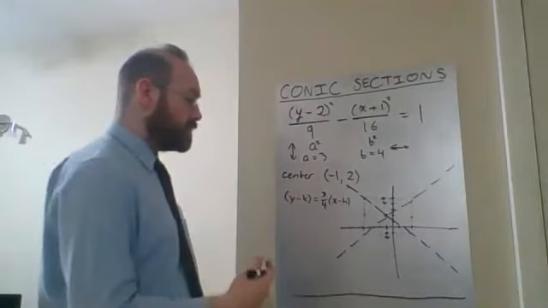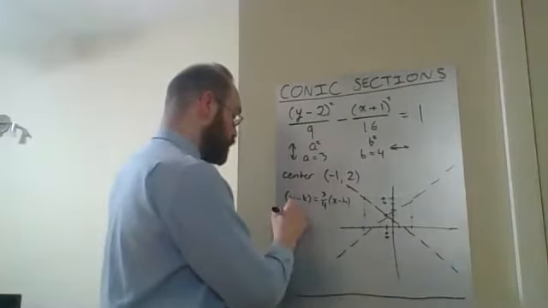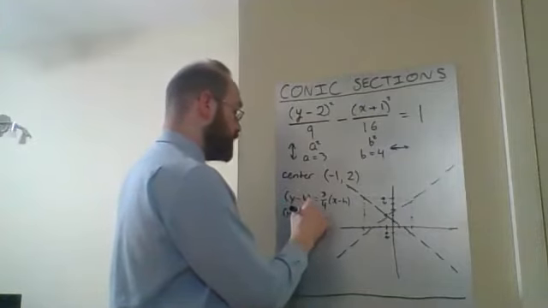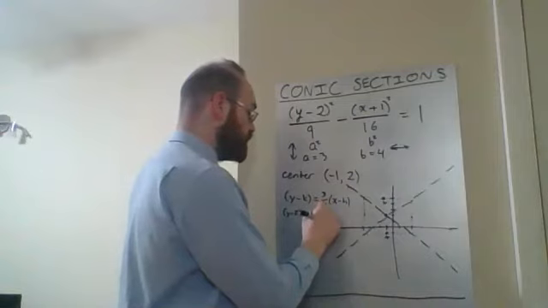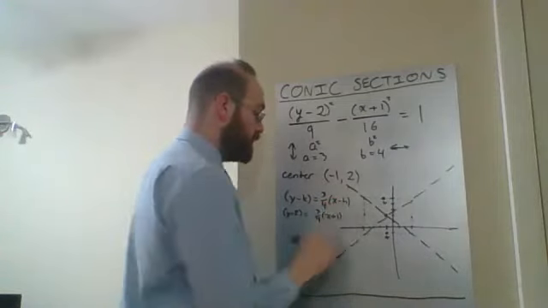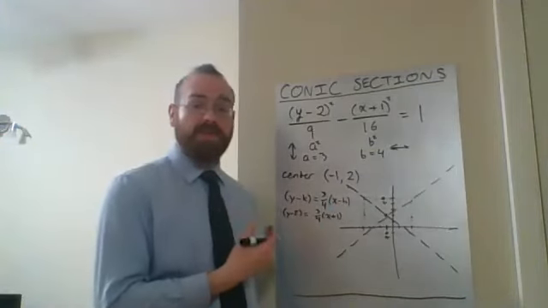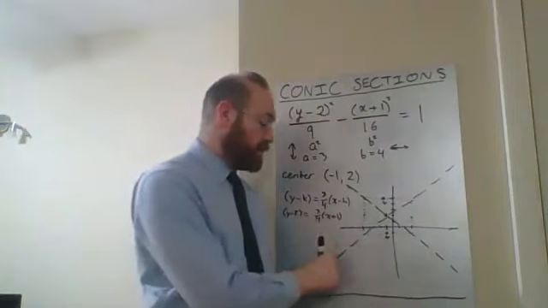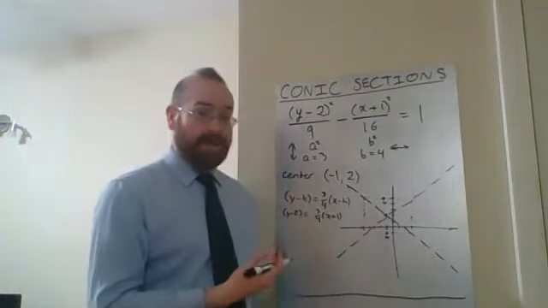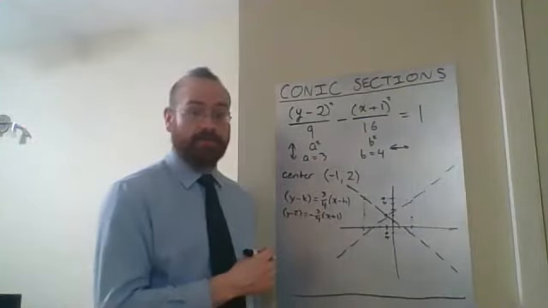And then we need to fill in our other numbers. So we have y minus 2 equals 3/4 x plus 1. And this is technically only one of the two equations, and that's for the one with positive slope. To make it the equation for the one with negative slope, we just add a negative sign.